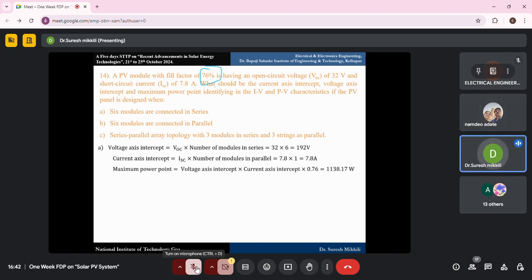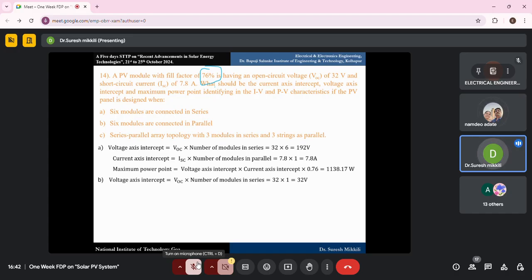1.138 kilowatt. Yes. Is it okay? So this is for series connection. Now you have 6 modules. All these 6 modules you connected in parallel. So now what will happen to voltage? Voltage will remain the same. When all modules are connected in parallel, voltage will be the same.